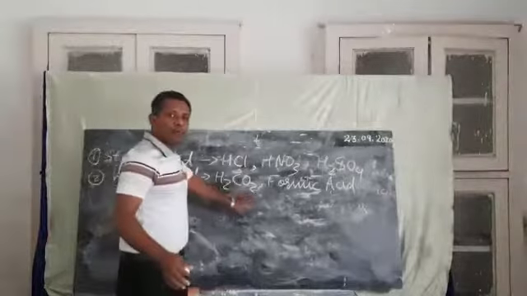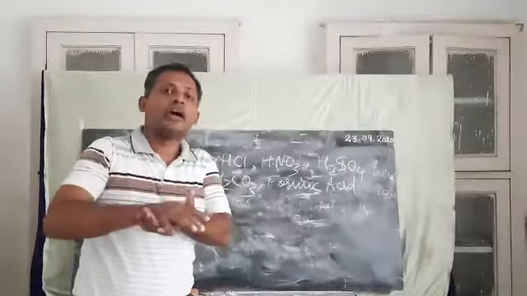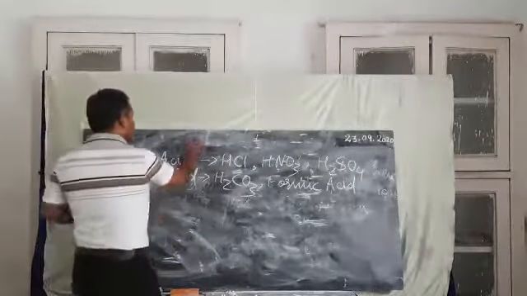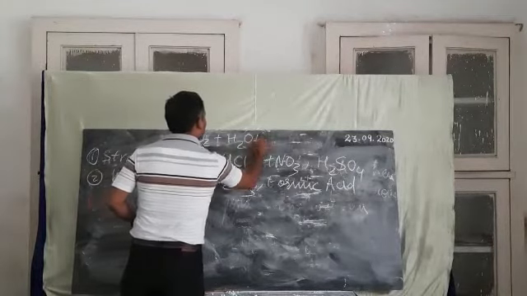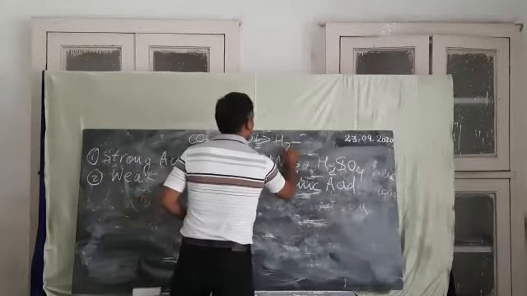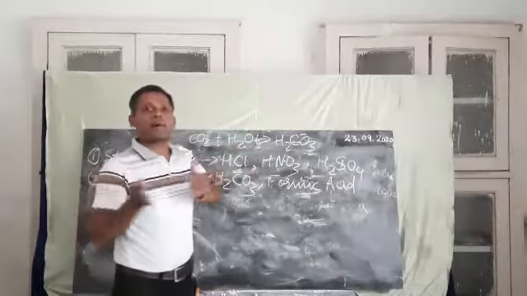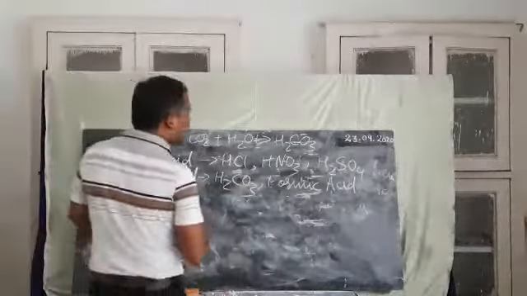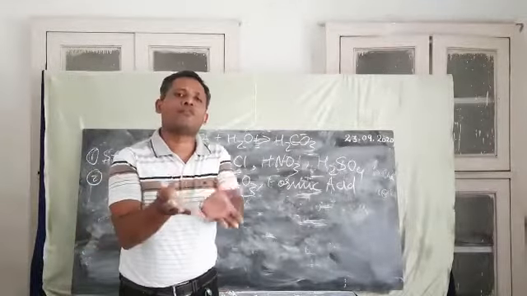Now, where do you find carbonic acid? In Pepsi and other cool drinks, carbon dioxide is dissolved under pressure. The CO2 combines with H2O to give H2CO3. Water plus carbon dioxide combines to form carbonic acid. So carbonic acid is a weak acid. What is a weak acid? One which ionizes to a small extent. That means out of 100 molecules, very few molecules ionize.